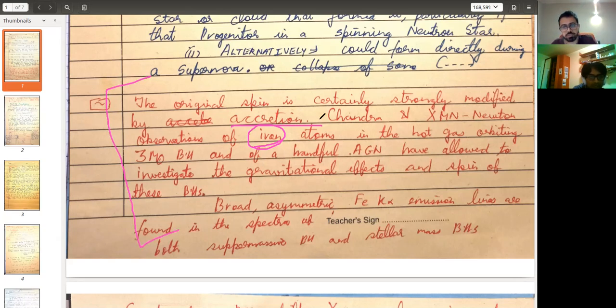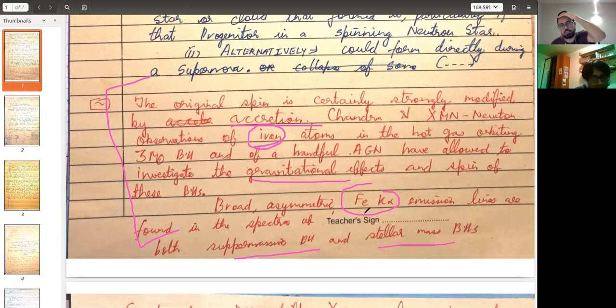So they were, I think, looking into these iron atoms in the hot gas orbiting black holes or a few AGNs, and they were trying to investigate what the gravitational effects or the spin of the black holes are. What they found was that broad, asymmetric iron K-alpha emission lines were found in the spectra of both supermassive and stellar-mass black holes.